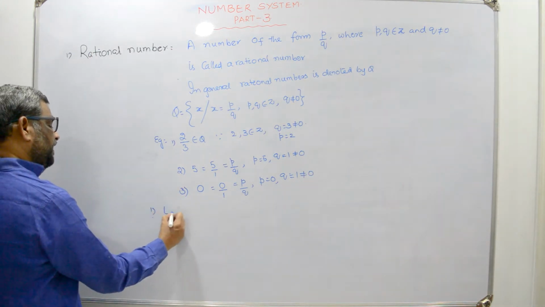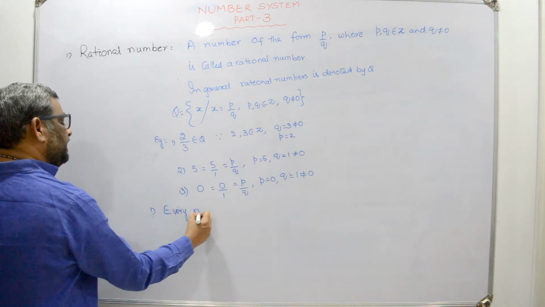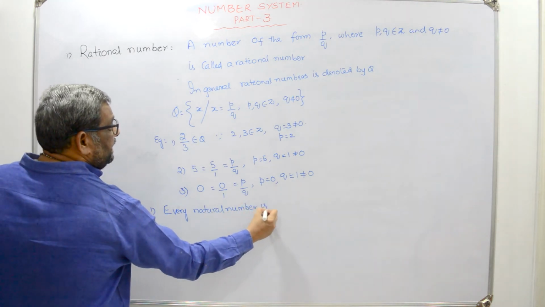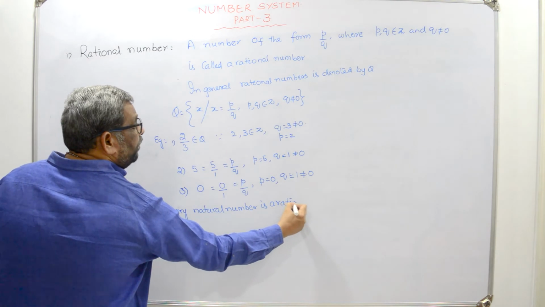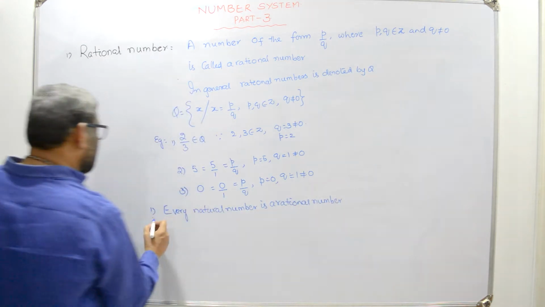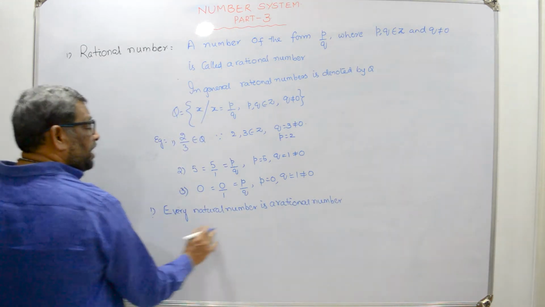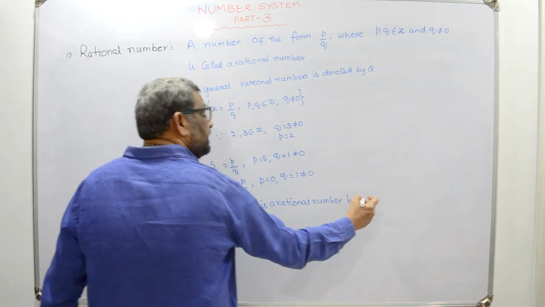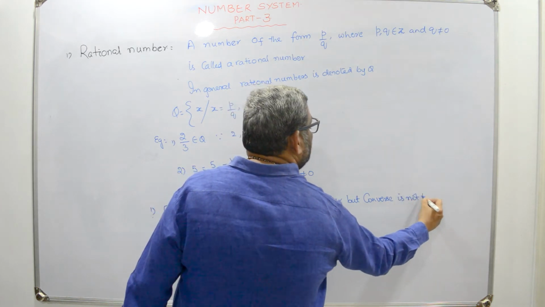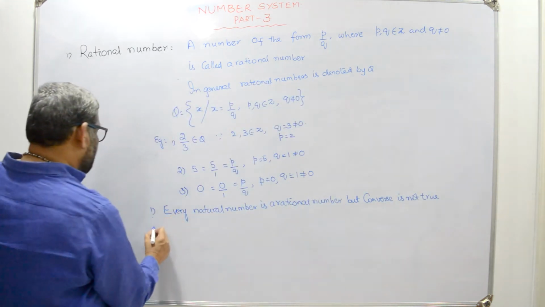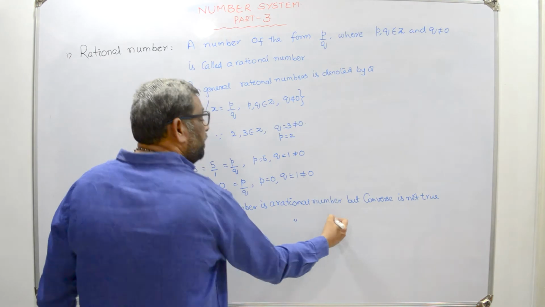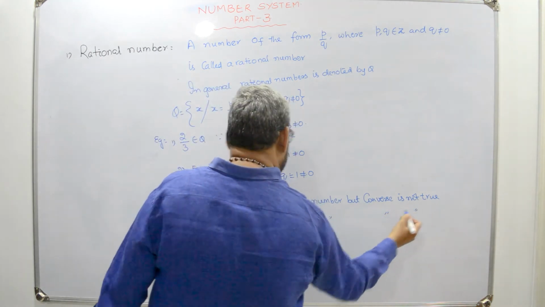Therefore, every natural number is a rational number. But the converse is not true. Every whole number is a rational number, but converse is not true.